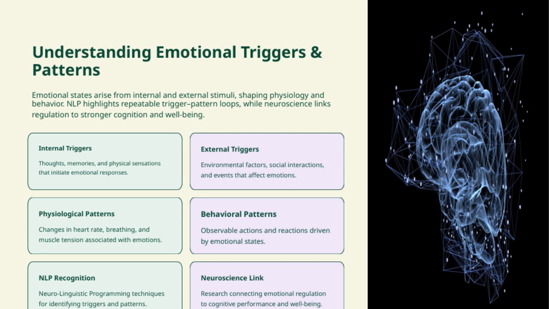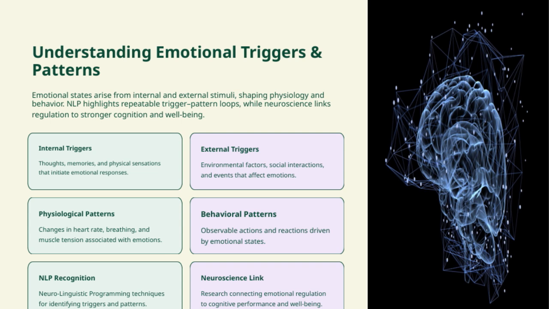Recognizing these triggers is crucial because it allows us to understand what sets off certain emotional responses and how those responses tend to repeat over time. Next, we have behavioral patterns. These are the observable actions and reactions that stem from our emotional states. For example, someone might withdraw when feeling anxious or become more assertive when confident. Paying attention to these behaviors helps us see the link between emotions and actions.